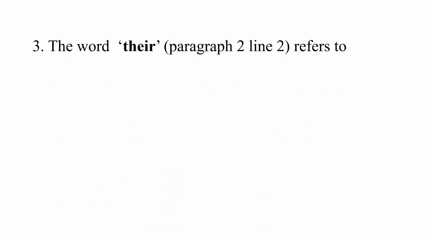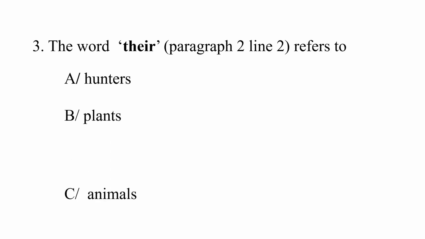Question number 3. The word "there" in paragraph 2, line 2 refers to: A. Hunters, B. Plants, C. Animals, D. Villagers. The answer will be C, that's animals.